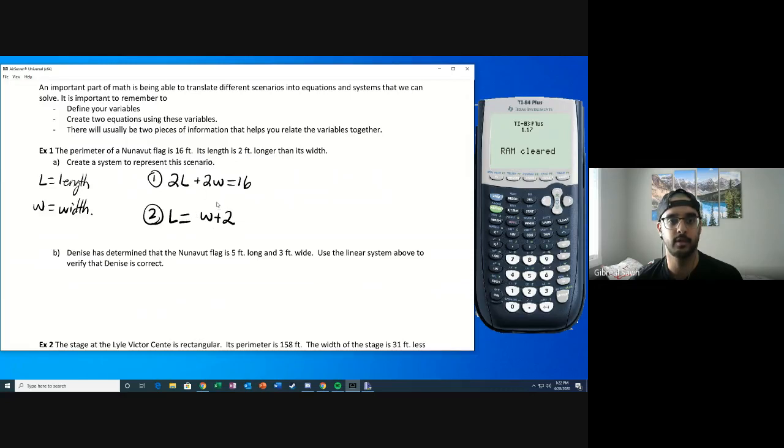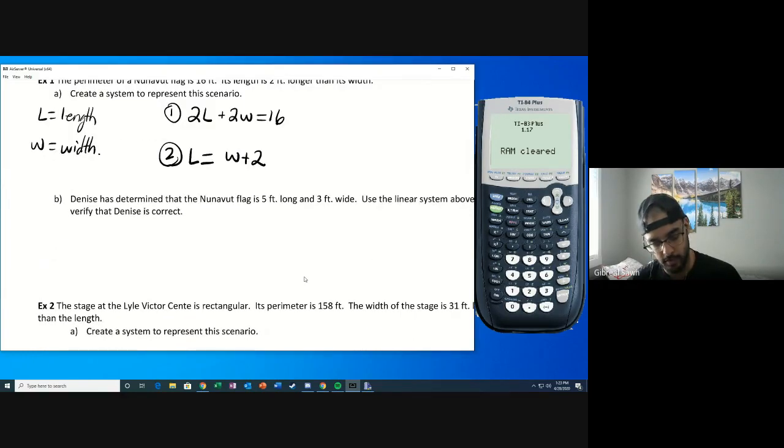So this would be a system of equations, 2 different equations with the common variables of length and width to represent this scenario. For part B, Denise determined that the Nunavut flag is 5 feet long, 3 feet wide. Use the system above to verify that she's right. We talked about verifying in our first lesson. I have the length, I have the width. Let's plug them into these equations and see if they work.